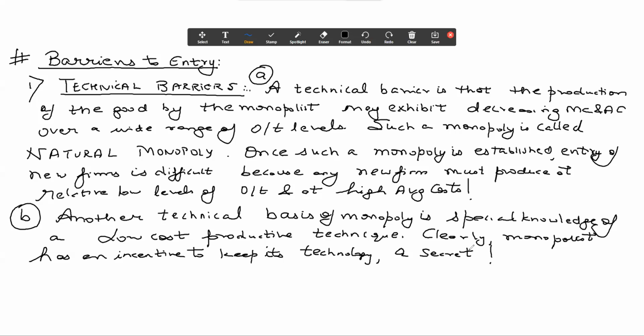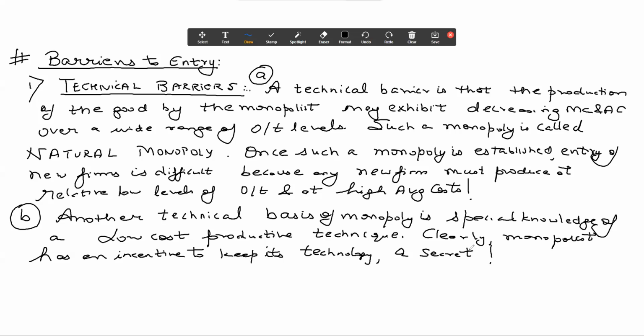And that is something which the monopolist has kept as a secret. There are patents for it. There are copyrights for it. Because if everyone in the economy gets access to this low cost productive technique, then there will not be any monopoly in the first place. A monopoly exists in the first place because there is some low cost productive technology which acts like a weapon for the monopolist.